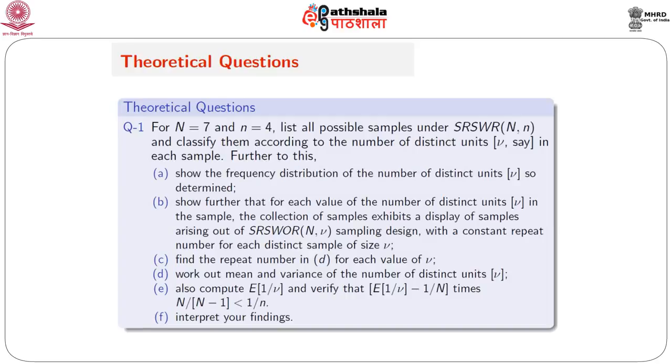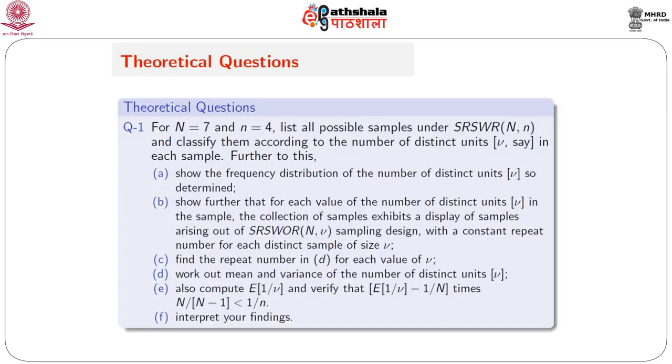For every value of nu, further you have to show that they really exhibit a repeat of without replacement sampling, an n nu sampling design with a constant repeat number for each distinct sample of size nu. It's a very fancy exercise. You can see for yourself why you are telling all these things: every sample for a given nu is nothing but a repeat. At the core it is without replacement sampling and it has been repeated with the same repeat number for all the distinctive units.